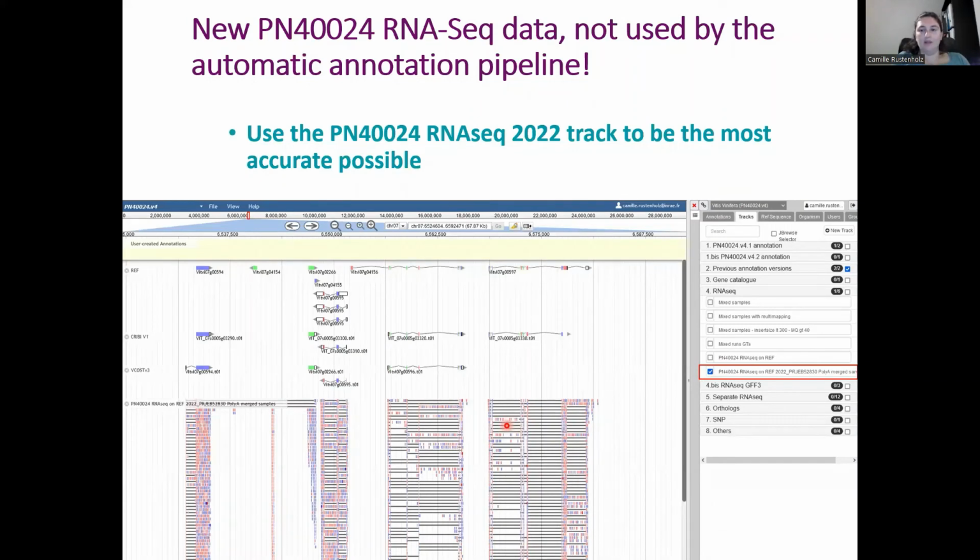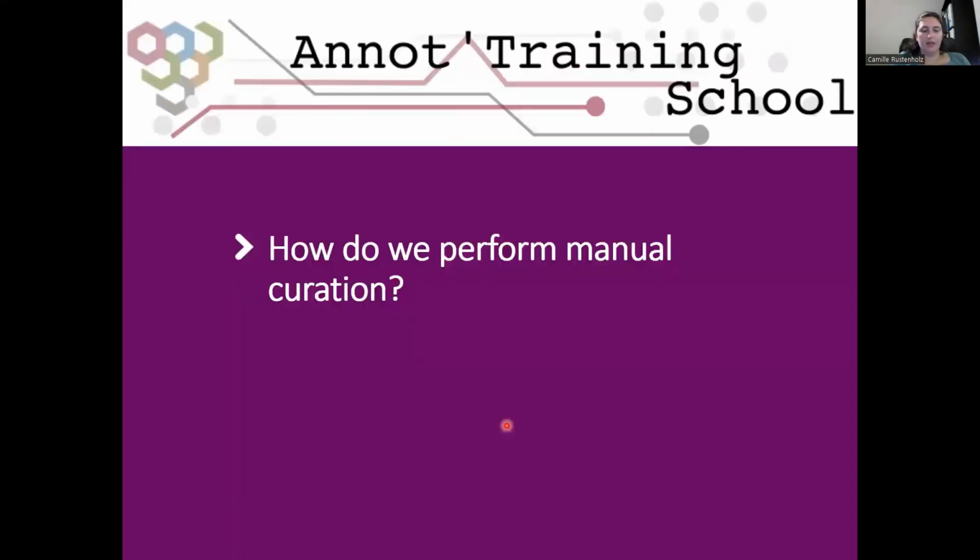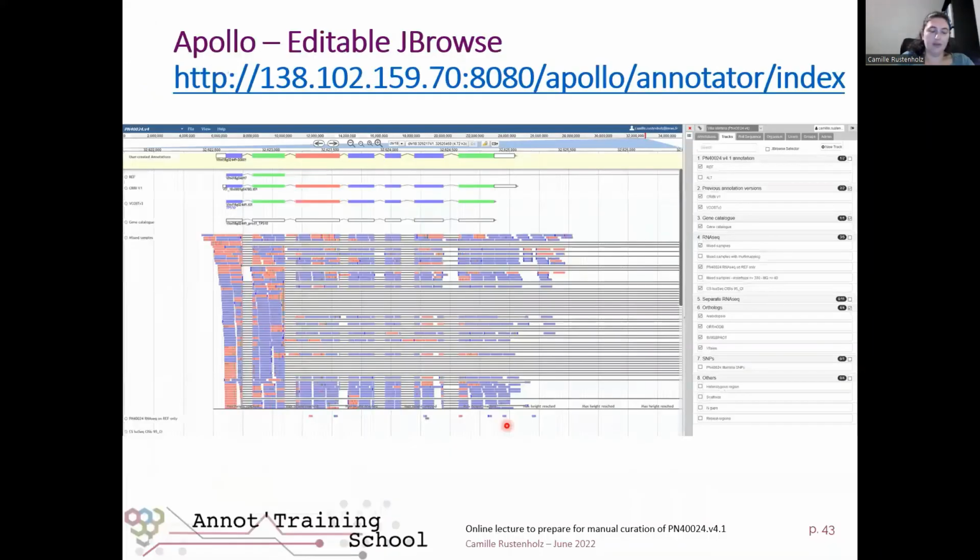So at the end of the manual curation, we will have improved the automatic prediction a lot. So how do we perform manual curation? What are the tools that you'll have in hand and that we are going to teach you how to use? So there is Apollo, of course, that I presented to you already, which is an editable JBrowse. JBrowse is a genome navigator, an interface where you can explore a genome.